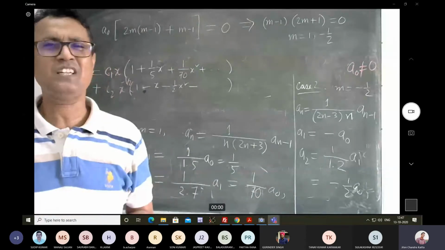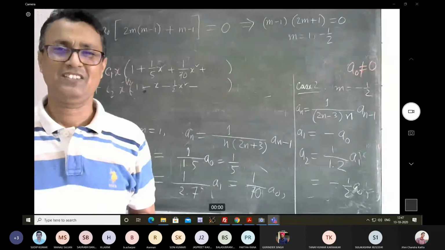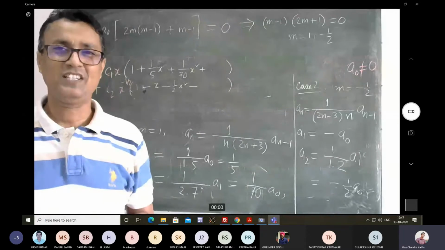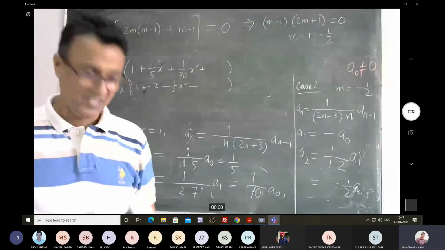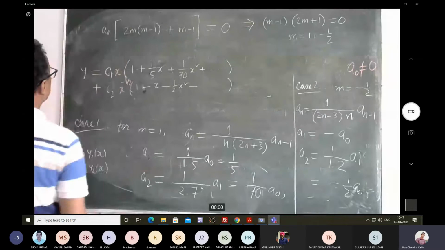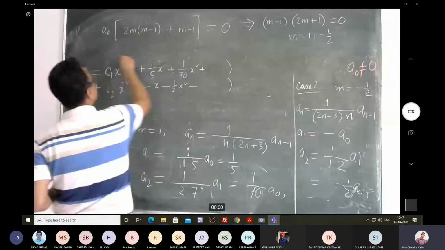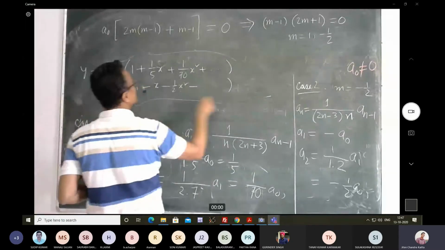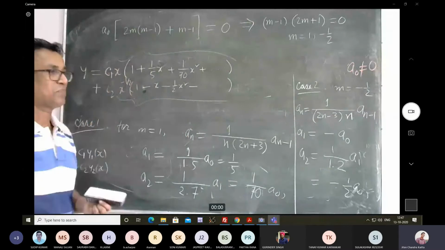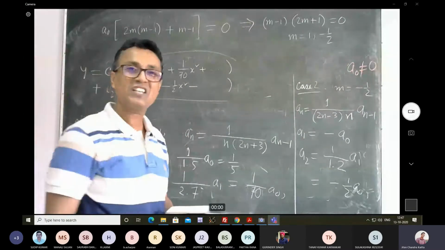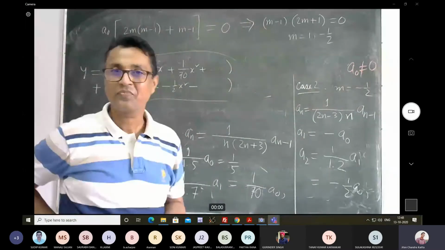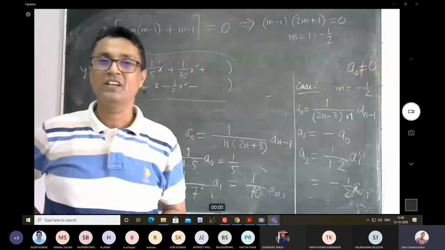Okay, fine. So now you have seen that I have found two linearly independent series solutions. Is it okay with everybody? Fine. Although I haven't checked, these two series solutions are linearly independent. One is definitely not a scalar multiple of the other. So I have been able to find them.